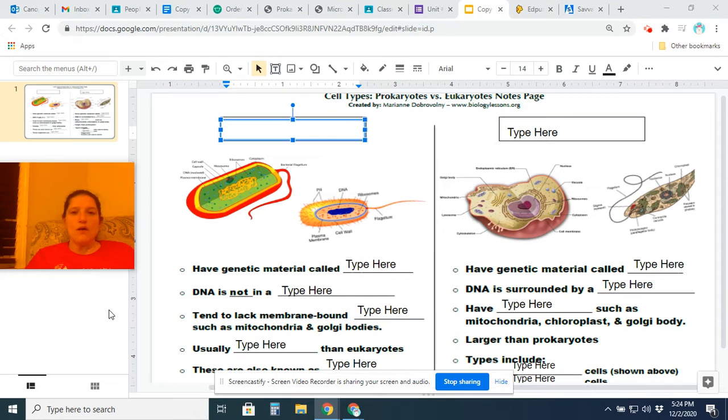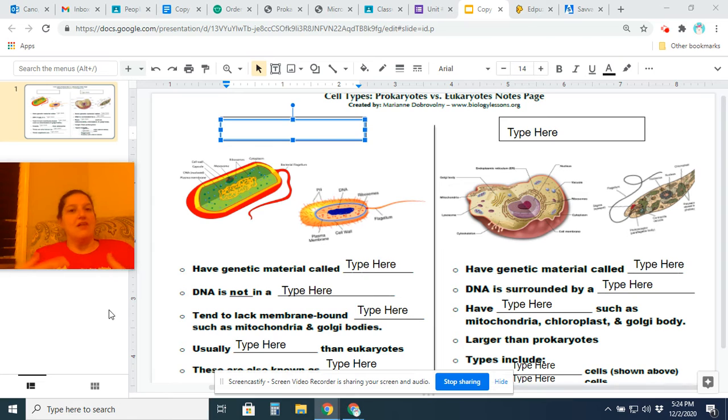Hi guys. Today we are going to talk about prokaryotes versus eukaryotes. This is a follow-up to our conversation about cell theory. Just to keep in mind, cell theory has three main components. Part one says that all living things are made of cells. Part two says that the cell is the basic unit of all structure and function in living things. And part three tells us that all cells come from other cells.